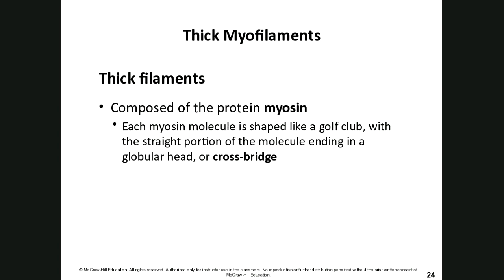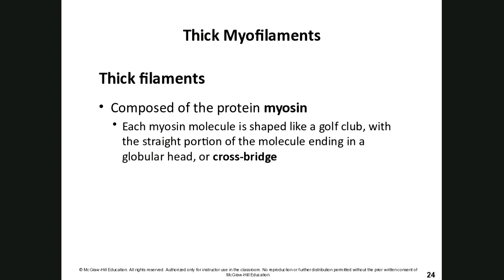So thick filaments are composed of that protein myosin, and it's kind of shaped like a golf club. So it has this globular head, and then it has this straight portion that's bound together with other myosin tails. So it has a head and a tail. The head is real globby, and the tails, well, they look like tails.